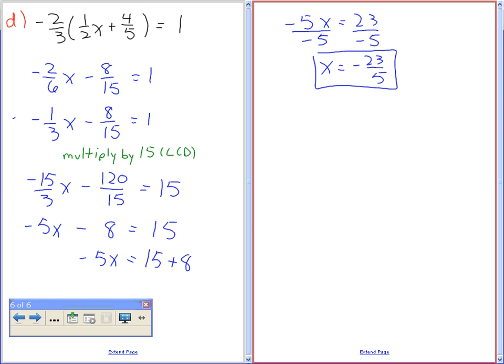Then I divided everything and it worked out to whole numbers as it should. -15/3 is -5, -120/15 is -8, and 15 is still 15. Then I want to solve for x, so I need to get rid of the 8, so it turns to be a plus. So then I have -5x is equal to 23, then I divide by -5 to get x equals -23/5.